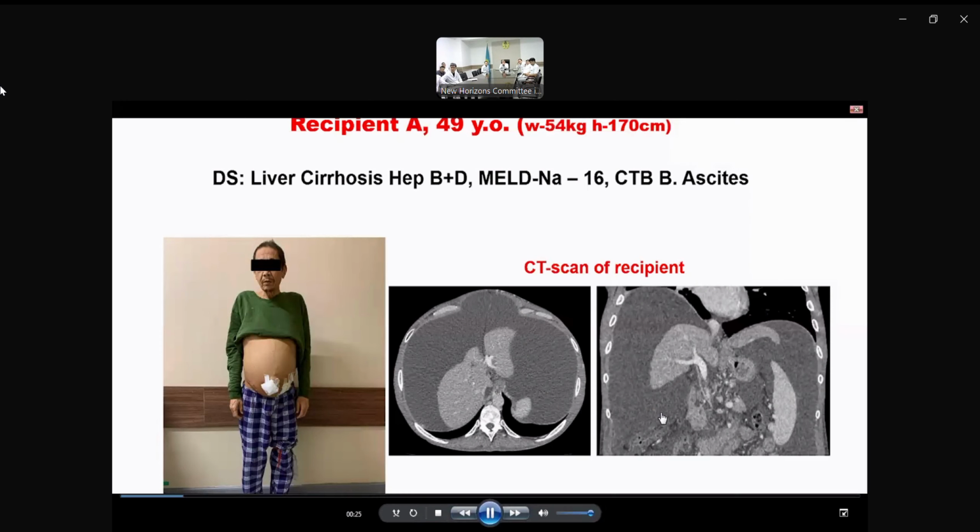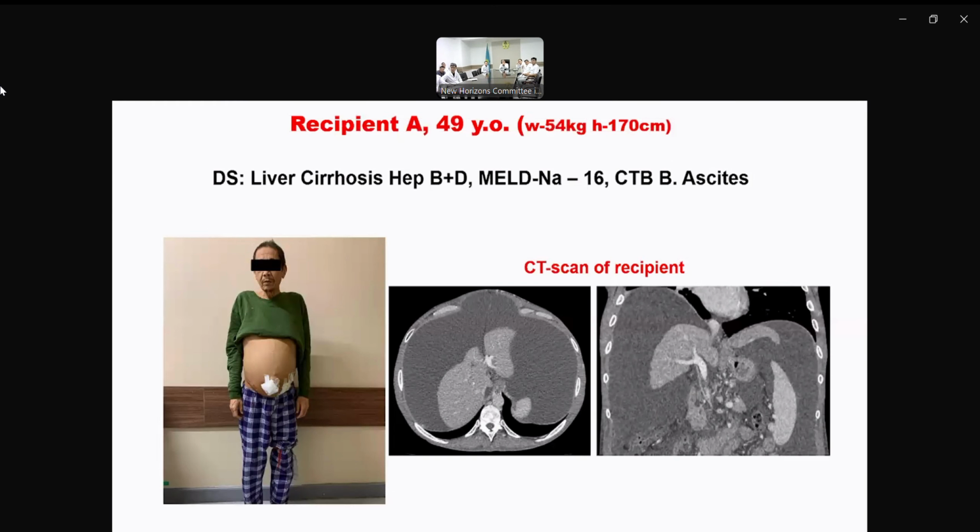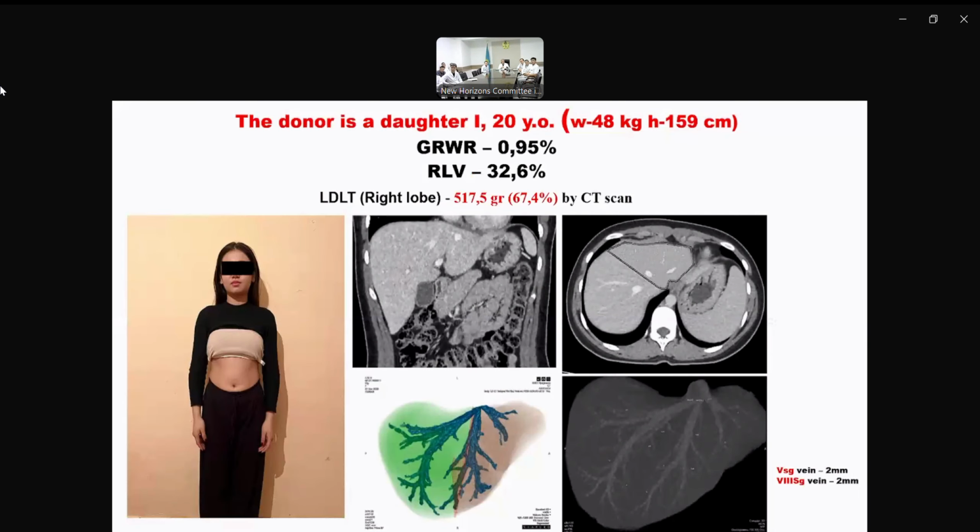Recipient's data: recipient A, 49-year-old male with weight 54 kilograms and height 170 centimeters, with diagnosis liver cirrhosis, MELD 16, class B according to Child-Pugh, in the outcome of chronic viral hepatitis B plus D, refractory ascites, chronic liver failure. The donor is a daughter, 20 years old, weight 48 kilograms, with a height of 159 centimeters. Graft-to-recipient weight ratio is 0.9%, remnant 32.6%.